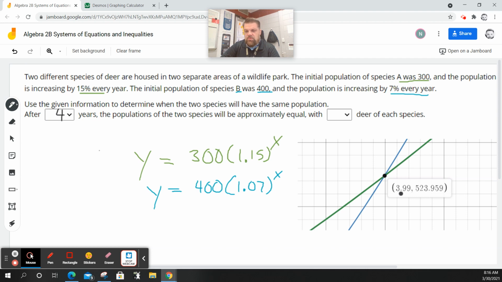we'll just round this up. So we'll round this to 4 and we'll round this to 524. You can't even make out what that says. And that's it on that one.